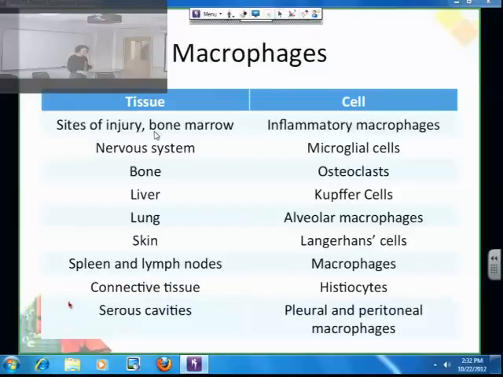I think that's just because they were discovered by completely different people at different times. Otherwise, they all would have been called macrophages. But I want to point out that those at sites of injury and those from the bone marrow are inflammatory macrophages. I must have forgotten to put a schematic in here about what a macrophage actually is, so I'll just say it.